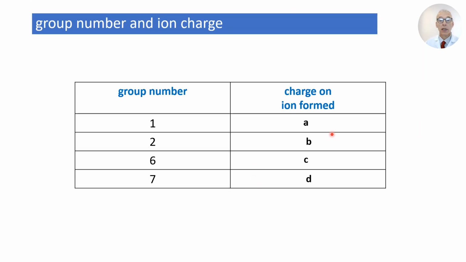So, group number, charge on the ion formed. Can you recall? Fill in the charge on the ion formed for all members of group 1, all members of group 2, all members of group 6, and all members of group 7. Come back to check against my answer when you are ready.